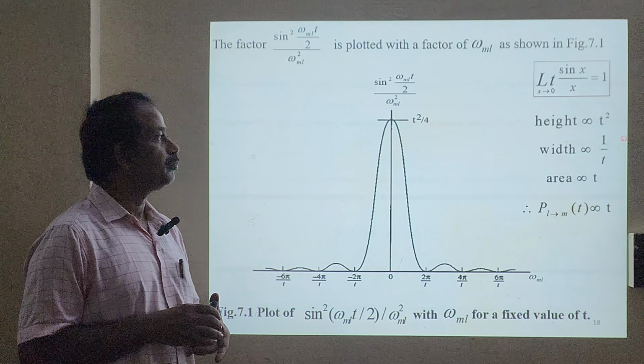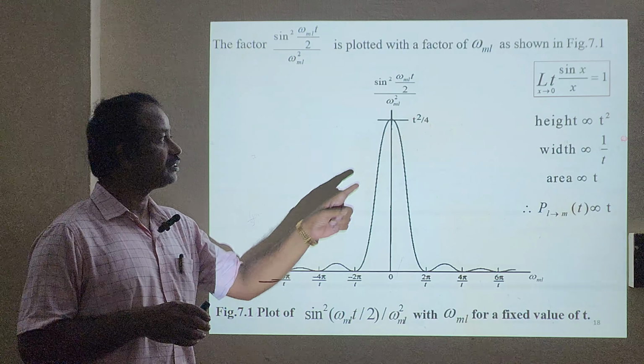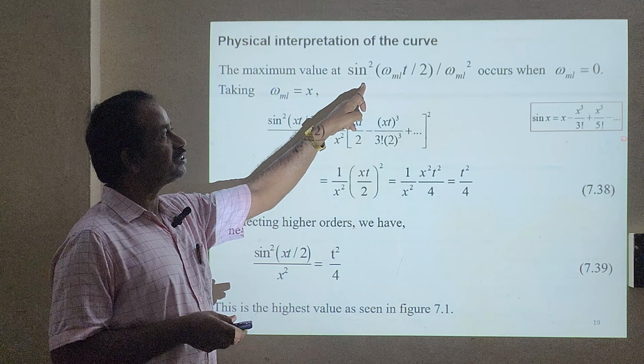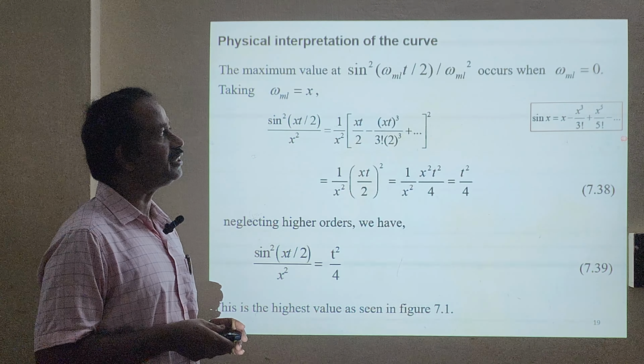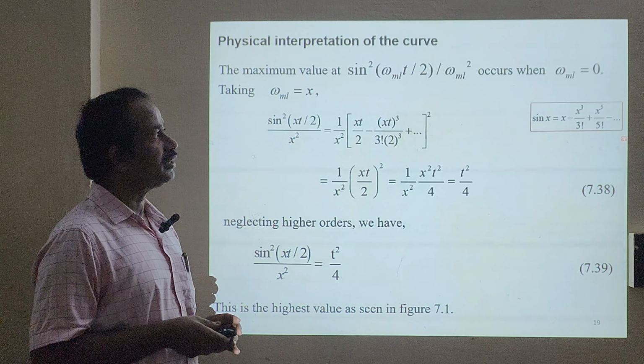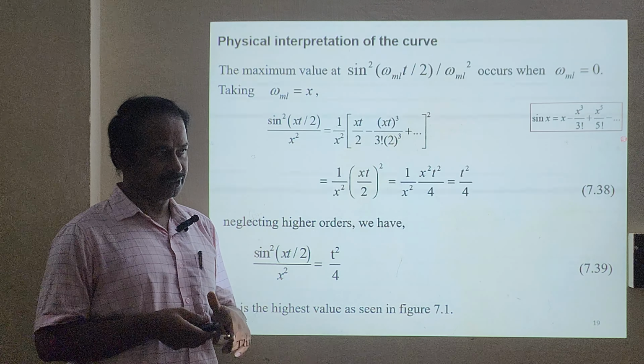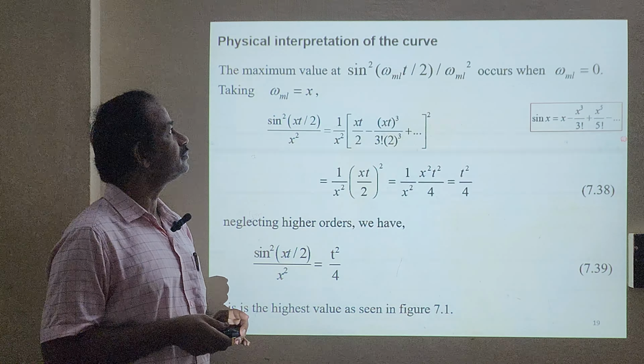Now we will find out the peak value, which is nothing but t squared by 4 for this curve. So we are going to find out the value of this peak. We know the expression on the y-axis: sin squared of omega ml t by 2, divided by omega ml squared. This peak occurs only when omega ml tends to 0. So we will keep omega ml equal to x.